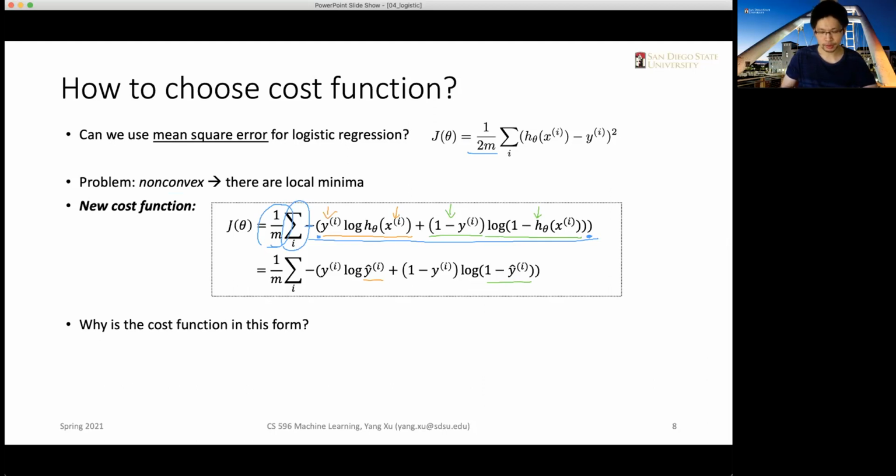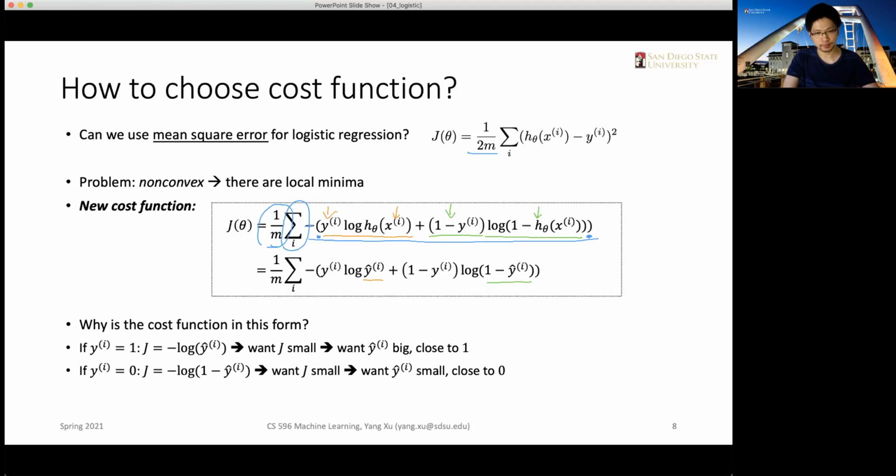We need to consider the purpose of having a cost function. The cost function is something that we want to minimize. We want a model that is good. If a model makes a good prediction, then the cost should be small. If a model makes bad predictions, then the cost is big. That's our basic thought about cost functions.